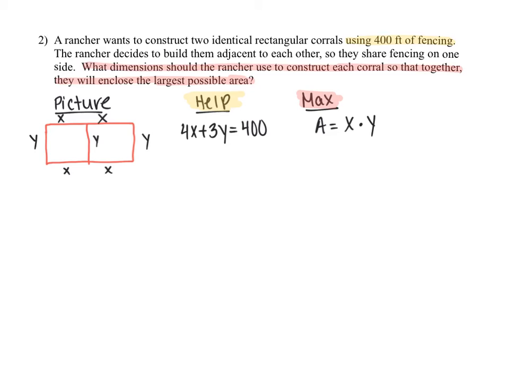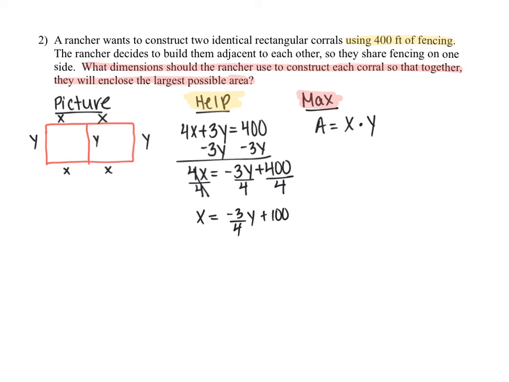So just like we did before, we need to maximize this equation by using derivatives, but we can't do it with 2 variables. So we need to go to the helper equation and solve for one of the variables. It really doesn't matter which one you solve for. I'll solve for x. So I'll subtract 3y. So 4x equals negative 3y plus 400. And divide every piece by 4. So we get x equals negative 3/4 y plus 100.